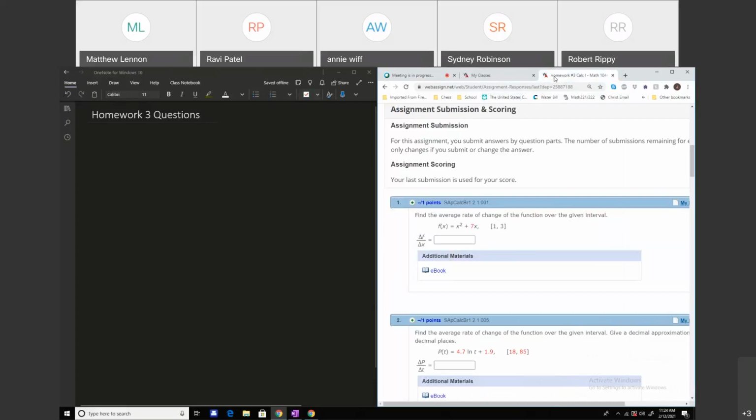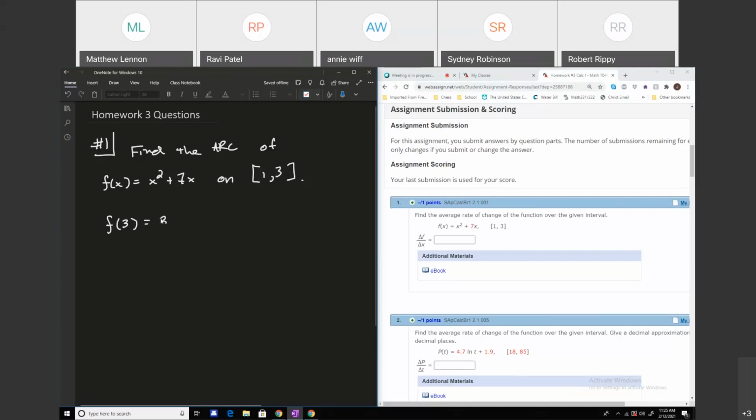So for number 1 here, we want to find the ARC of f of x equals x squared plus 7x on 1 to 3. So start with f of 3. That's 3 squared plus 7 times 3, which is 30. And f of 1, which is 1 squared plus 7 times 1, which is 8.